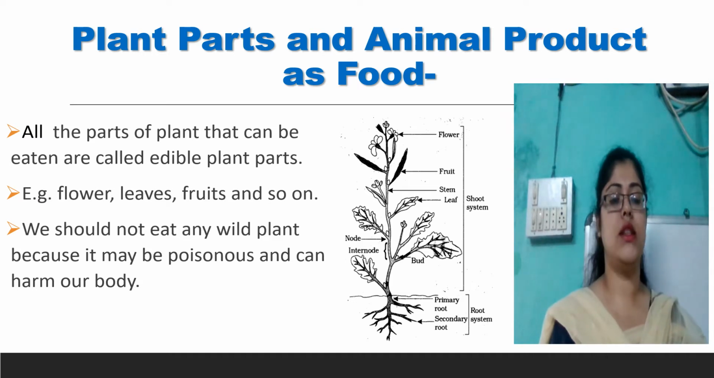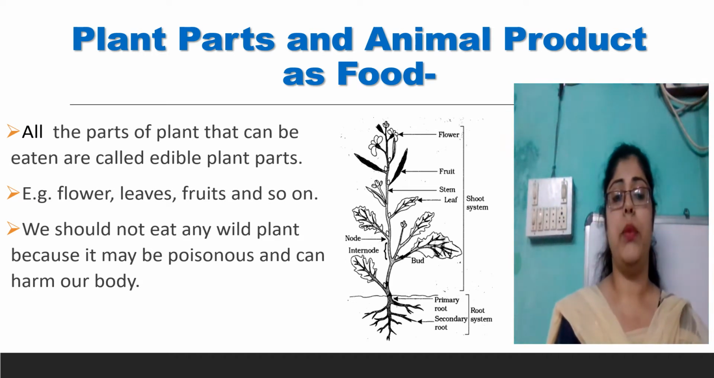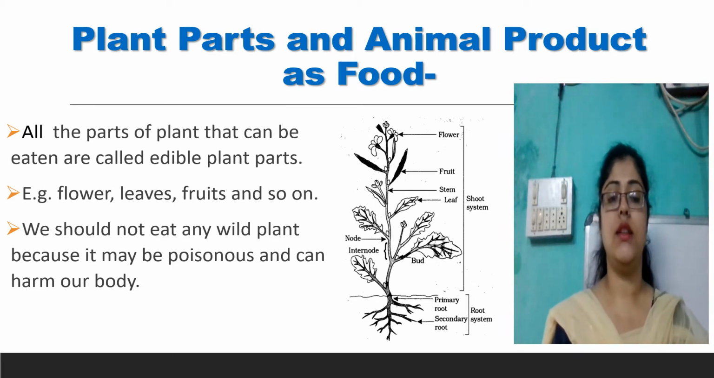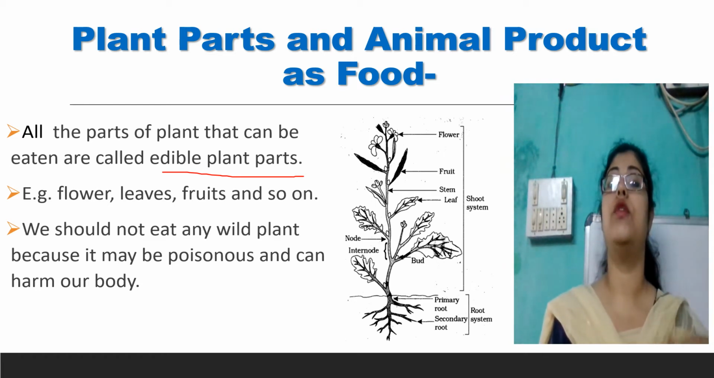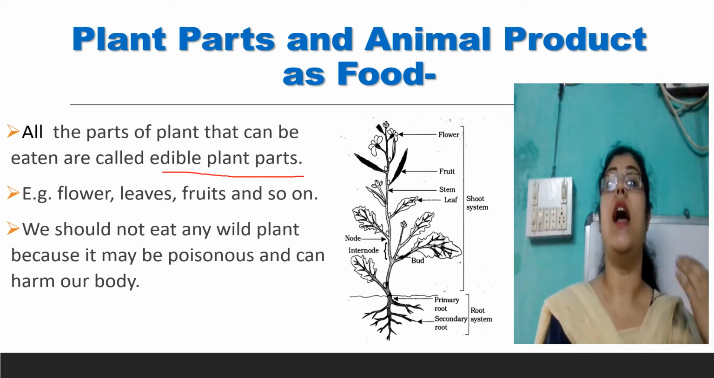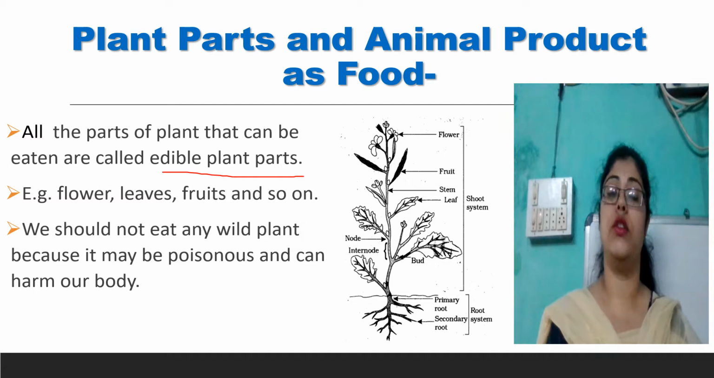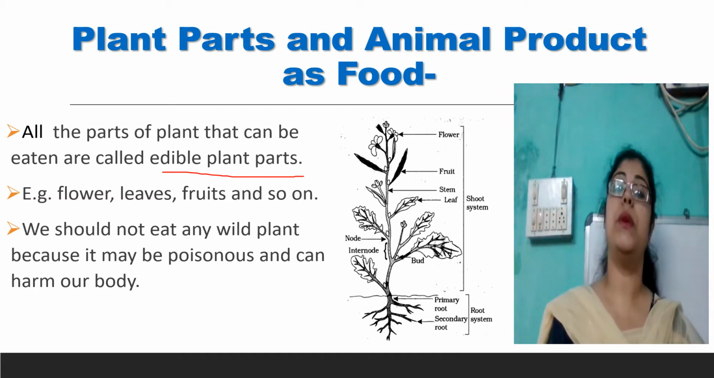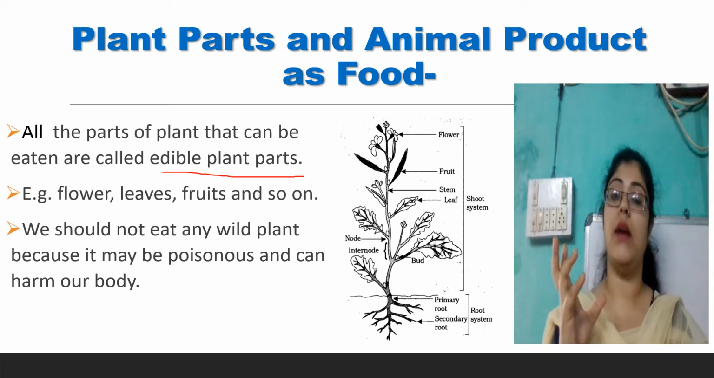Now let's see what is there in the notes. All the plant parts that can be eaten are called edible plant parts. The pumpkin flower that you use for making pakoda is an edible plant part. Similarly, if you take the example of spinach, spinach is a leaf, and the vegetable is made from the leaves. So here the edible plant part is the leaves.